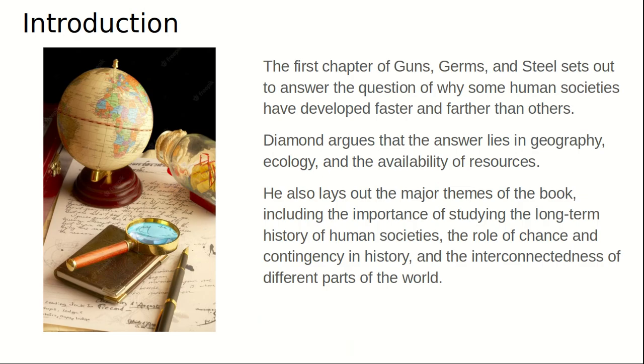Introduction. The first chapter of Guns, Germs, and Steel sets out to answer the question of why some human societies have developed faster and farther than others. Diamond argues that the answer lies in geography, ecology, and the availability of resources. He also lays out the major themes of the book, including the importance of studying the long-term history of human societies, the role of chance and contingency in history, and the interconnectedness of different parts of the world.